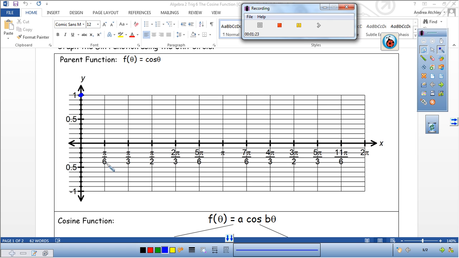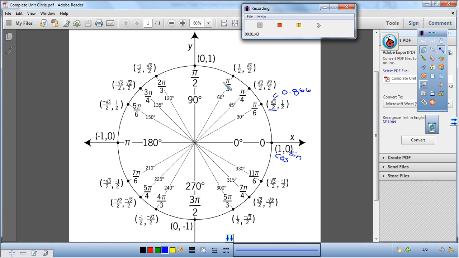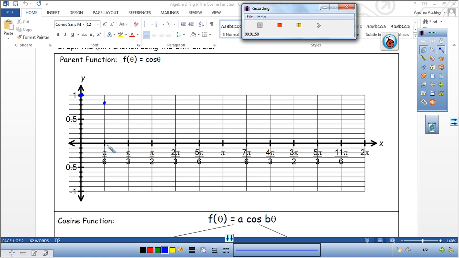So we're going to graph at pi over 6, cosine is 0.866. This counts 0.5, 0.6, 0.7, 0.8, and kind of close to 0.9. Any questions? So we'll go back, pi over 3. At pi over 3, our cosine is 1/2. So we'll graph 0.5 right here.